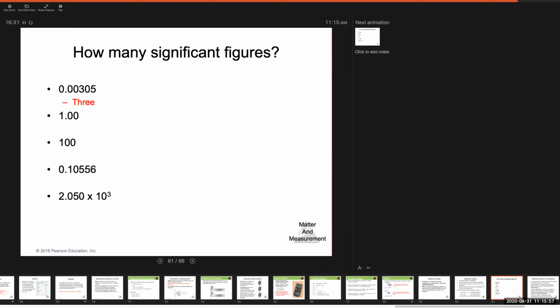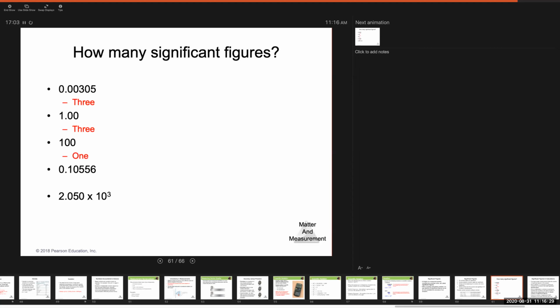How about the third one? 100. Is that 3 again? 1. Yes, 1. Why is it 1? Because the zeros only count if there's a decimal point. There's no decimal on that one. The other ones had decimals. And then 0.10556. There we have that 0 wedged in between some non-zero digits, so everything counts there. So we have 5 there.